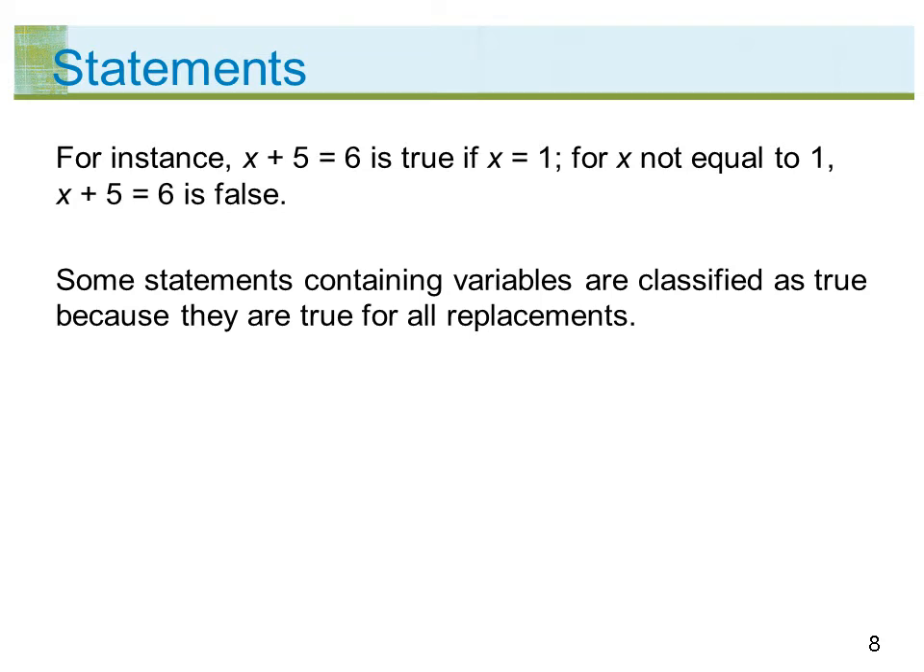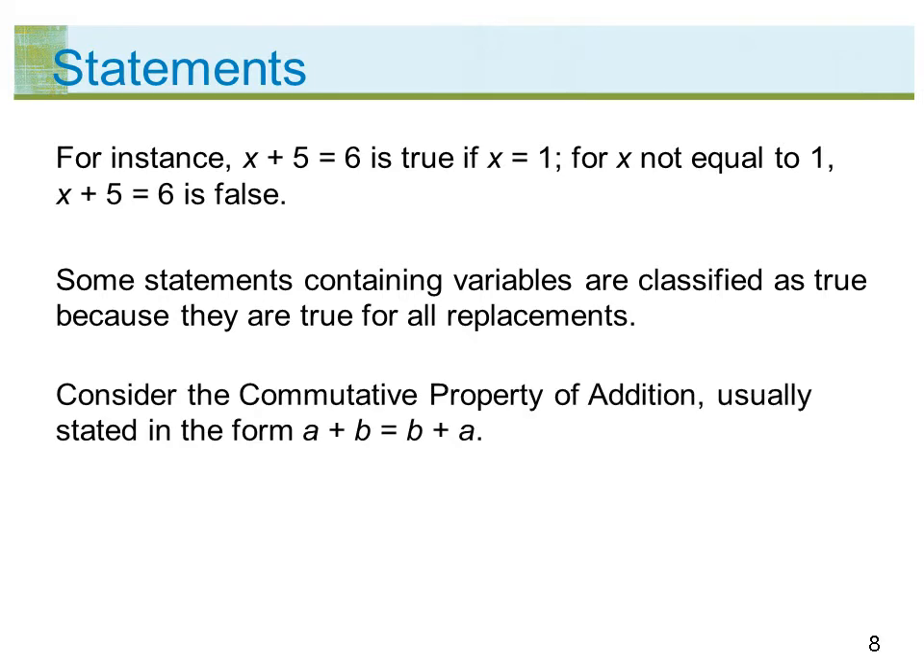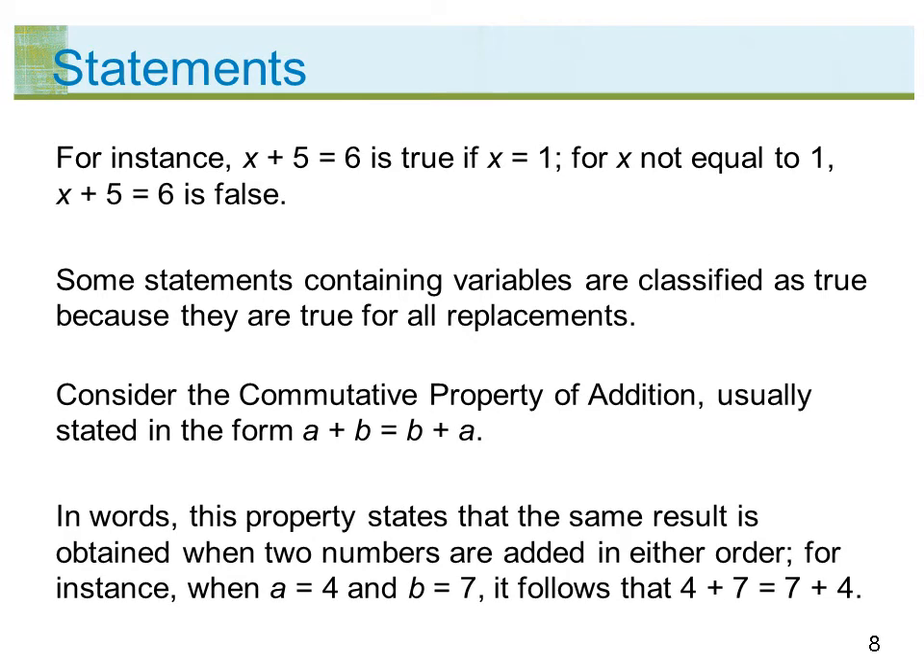Some statements containing variables are classified as true because they are true for all replacements. Consider the commutative property of addition, usually stated in the form a plus b equals b plus a. In words, this property states that the same result is obtained when two numbers are added in either order. For instance, when a equals 4 and b equals 7, it follows that 4 plus 7 is equal to 7 plus 4.